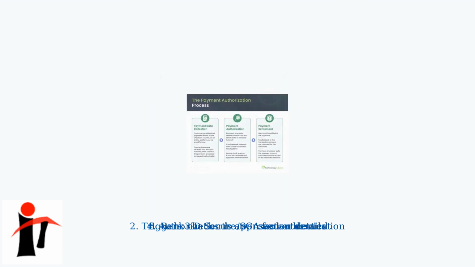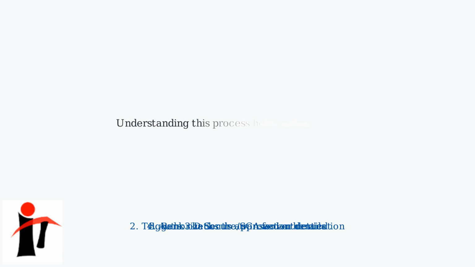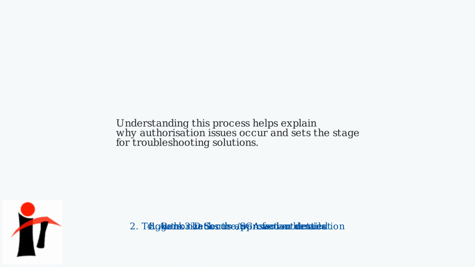To understand this in more detail, here's the payment authorization process broken into three main steps: data collection, authorization verification, and settlement. Understanding this payment process helps explain why authorization issues occur in the Tesco app. Now that we know the basics, we can move on to specific troubleshooting steps.